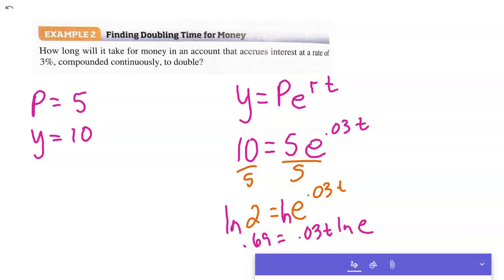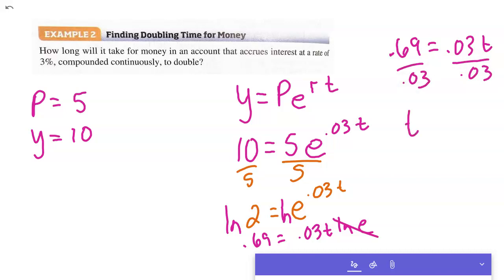ln of e, and the ln of e will cancel out. So you're going to have 0.69 equals 0.03t. So you divide by 0.03, and t is equal to 0.69 divided by 0.03.